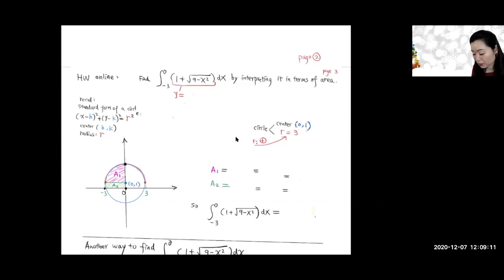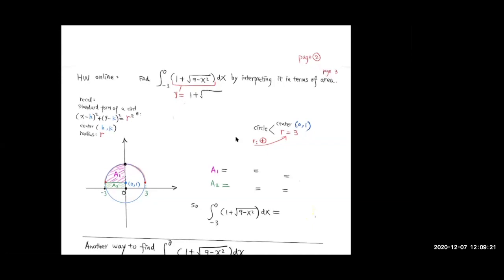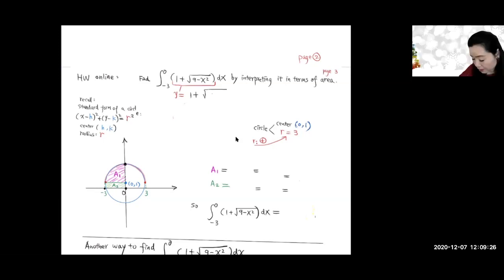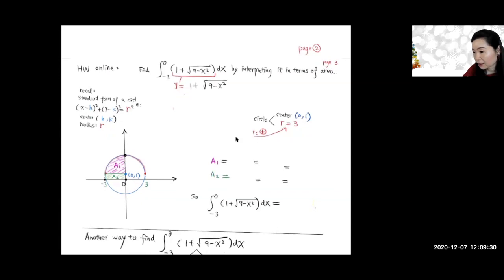So this is a function, y equal to 1 plus the square root of 9 minus x squared. Then you isolate the square root, so you have y minus 1 equal to the square root of 9 minus x squared.